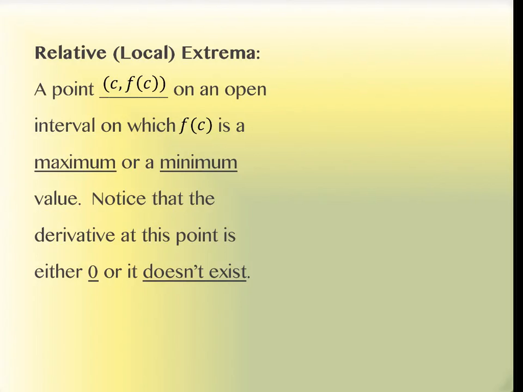So let me draw a potential picture of what could be going on here. This is a very familiar graph to you. This is a cubic graph. And on this cubic graph, there are two locations where it has a derivative of 0, right? Right here at the top, that peak, and then right here at the bottom, this valley. Those are called local or relative extreme points.